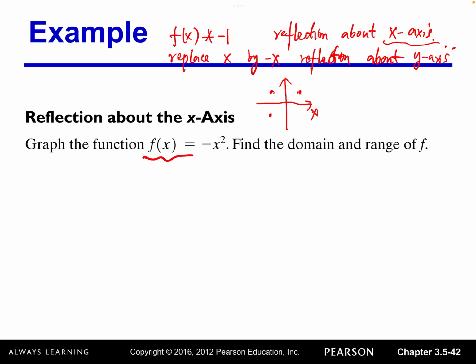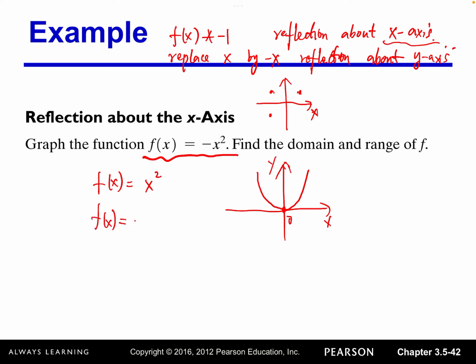So we want to graph the function f of x equals -x squared, and then find the domain and the range of the function. So first we need to find a key function from the library, which is the square function, right? The square function's graph is a parabola, and the parabola opens upward, and the vertex is right at the origin, 0, 0. So we want to get a graph of f of x equals -x squared, right? That's this square function multiplied by -1, right? That's why y times -1, or f of x times -1.